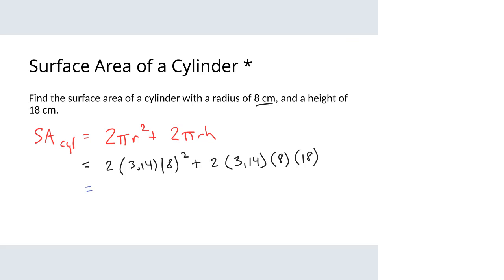We've got to follow order of operations. So we're going to do the exponent first. 8 squared will be 64. If you see any numbers that you're not sure where they came from or they don't make sense, make sure you ask. This poll went great, so I feel pretty confident. But 2 times 3.14 times 64 is 401.92.